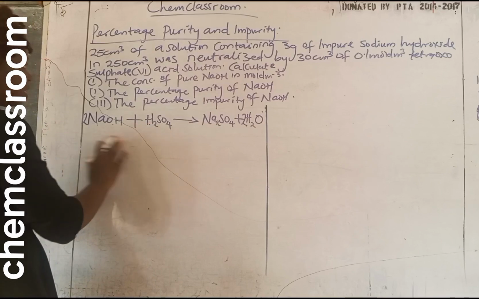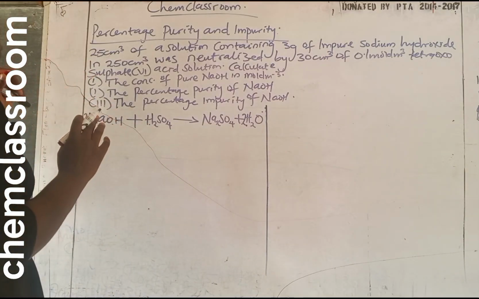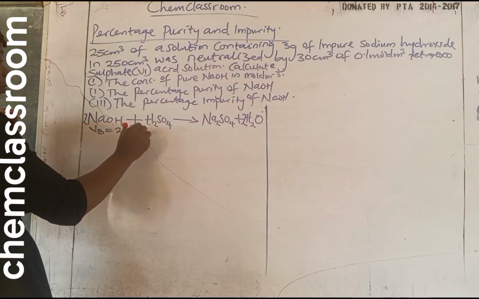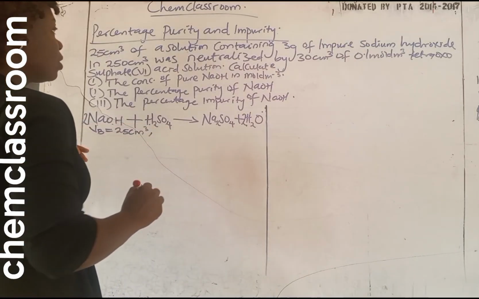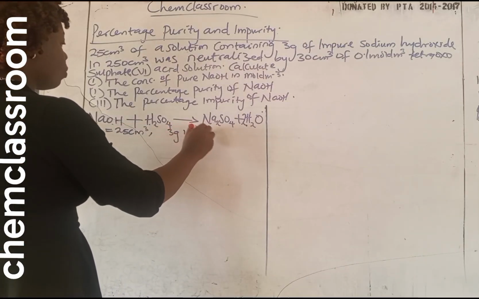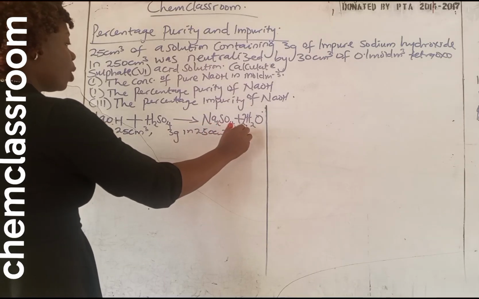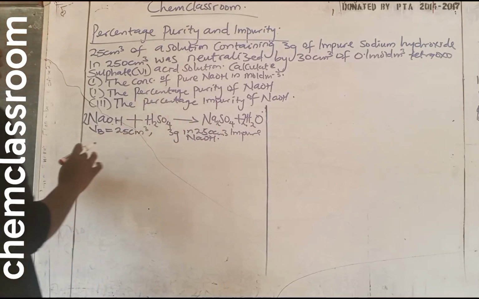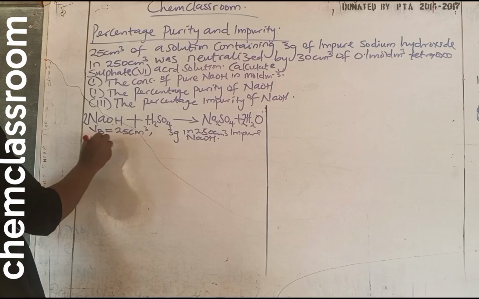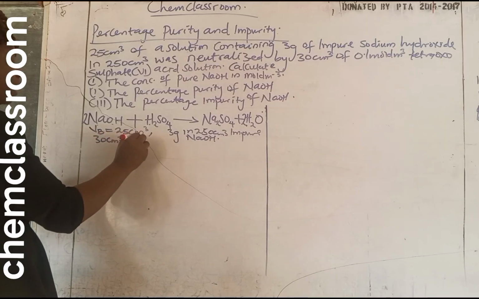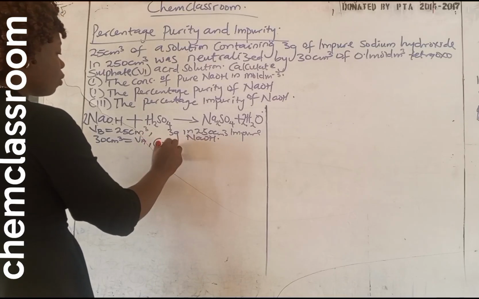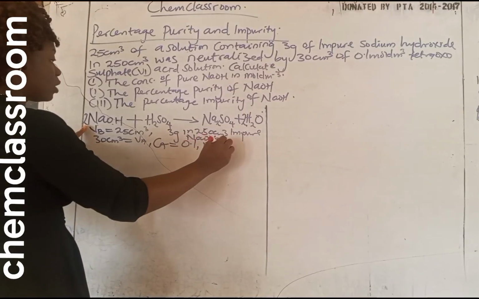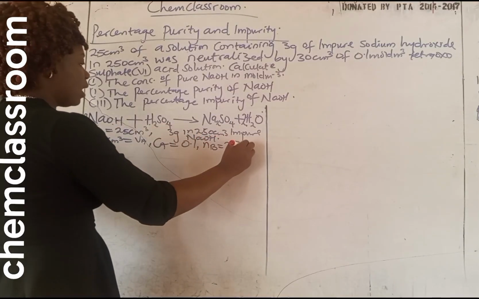Now I'm going to write out the parameters that we have from the question. So I have the volume of my base to be 25 cm cube of the NaOH. Then I was given 3 grams in 250 cm cube for the impure NaOH. Yes, we are still going to come to that. We are not going to use it now. Then I have 30 cm cube to be my volume of my acid. Then my Ca, the concentration of the acid, is 0.1. Then my Nb is expected to be 2 because I have 2 moles. My Na is supposed to be 1.